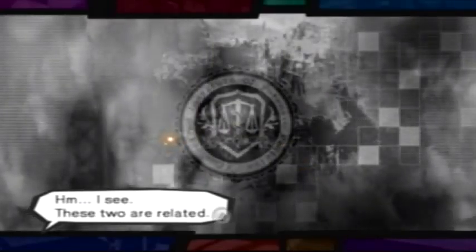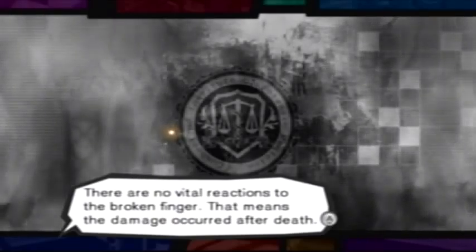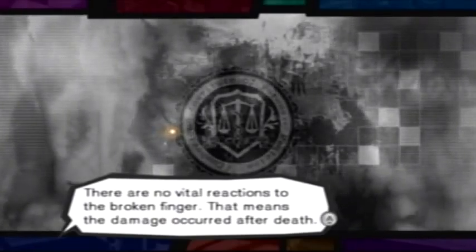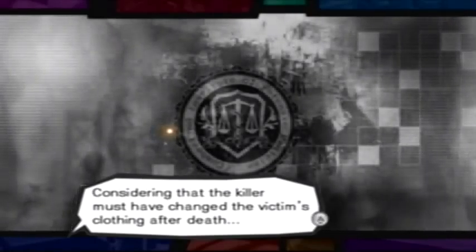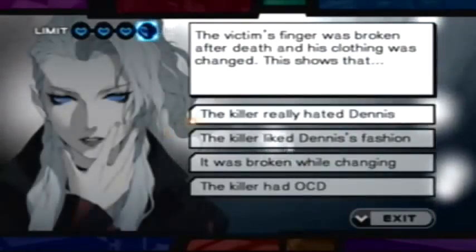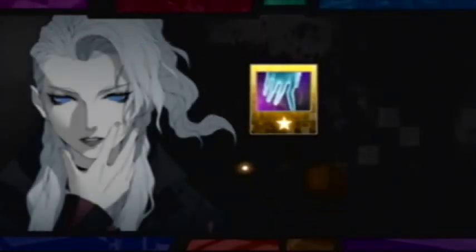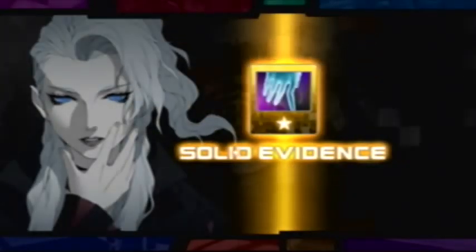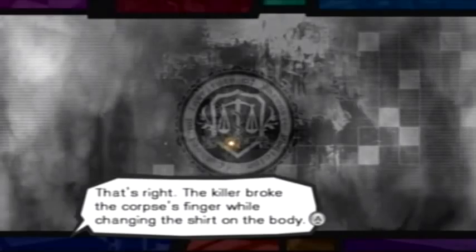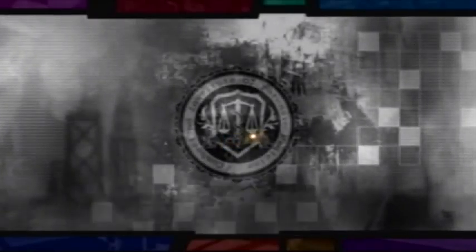I see. These two are related. There are no vital reactions to the broken finger. That means the damage occurred after death. Considering that the killer must have changed the victim's clothing after death, that's right. The killer broke the corpse's finger while changing the shirt on the body.